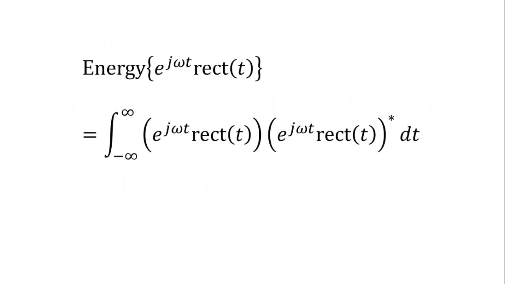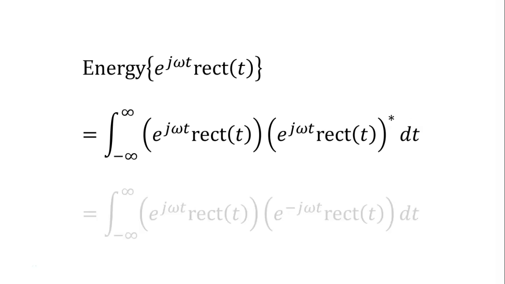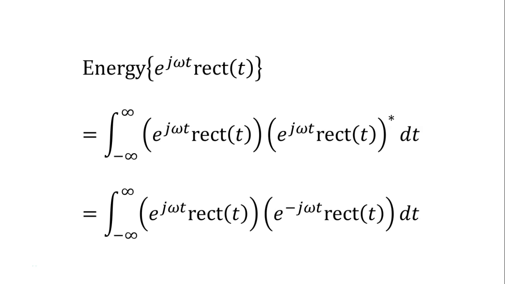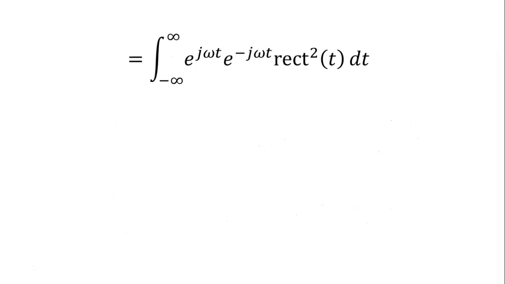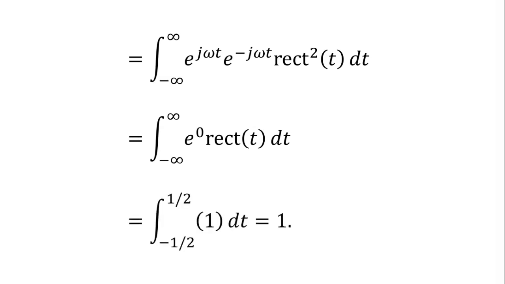Or we could have calculated energy using the method of area under x of t times x conjugate of t. The conjugate distributes over a product, which gives this integral, where the powers of e add to 0 and rect squared simplifies to rect, resulting again in energy value equal to 1.